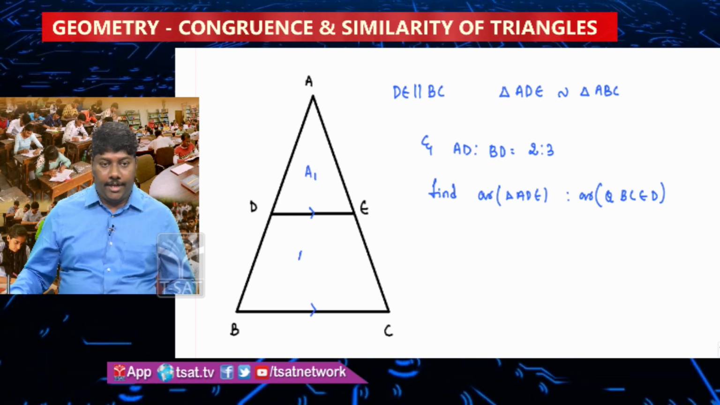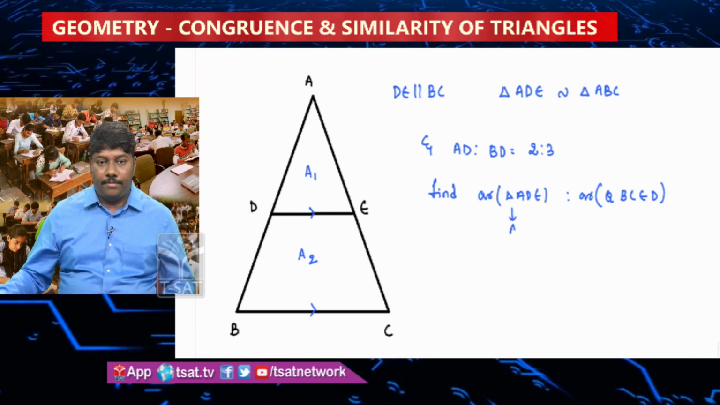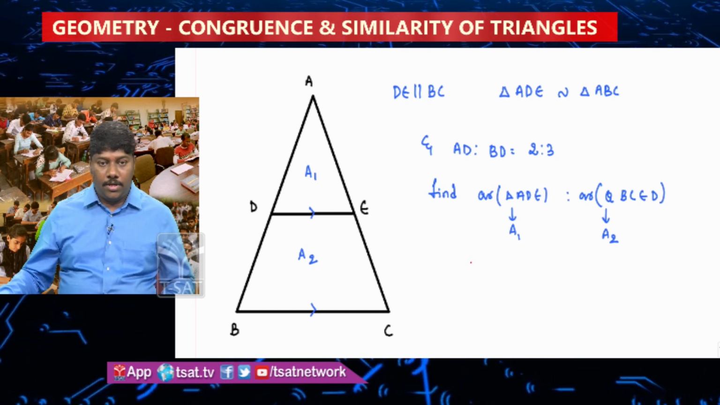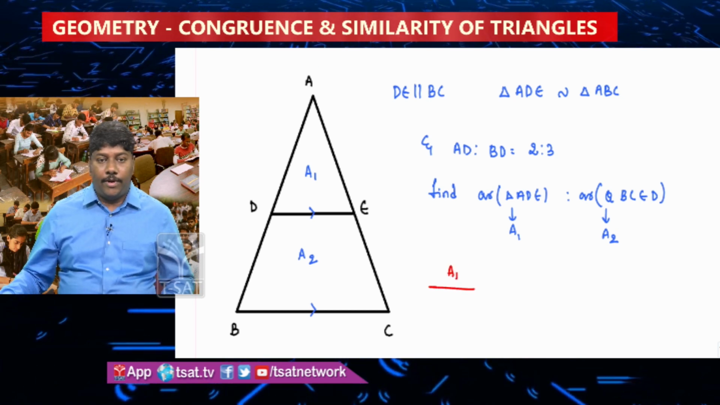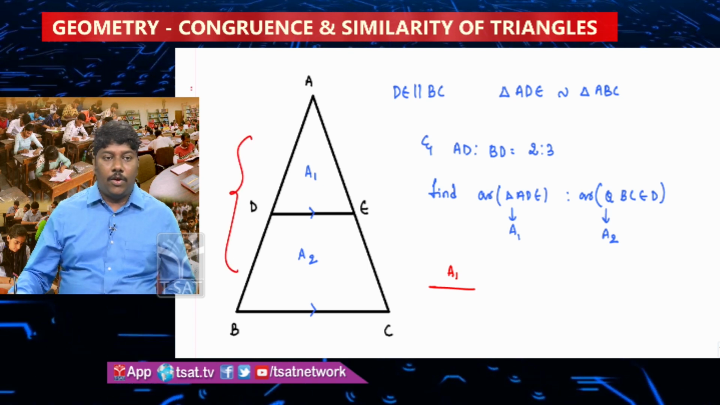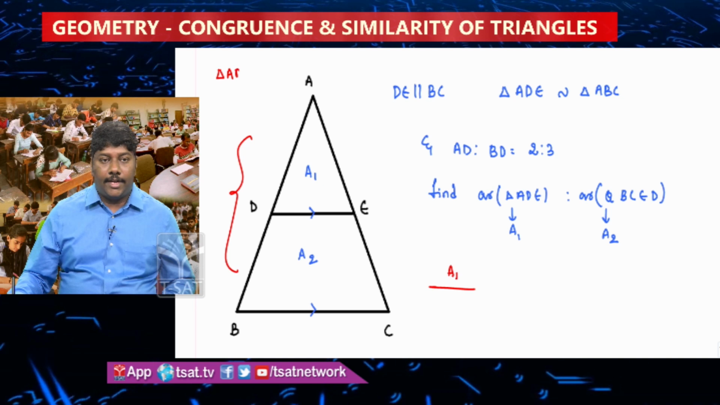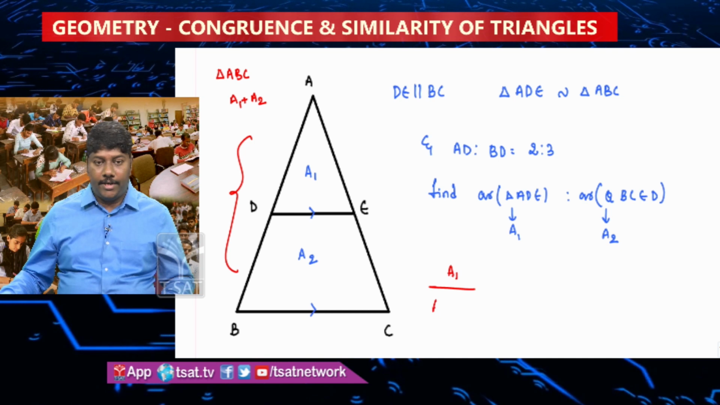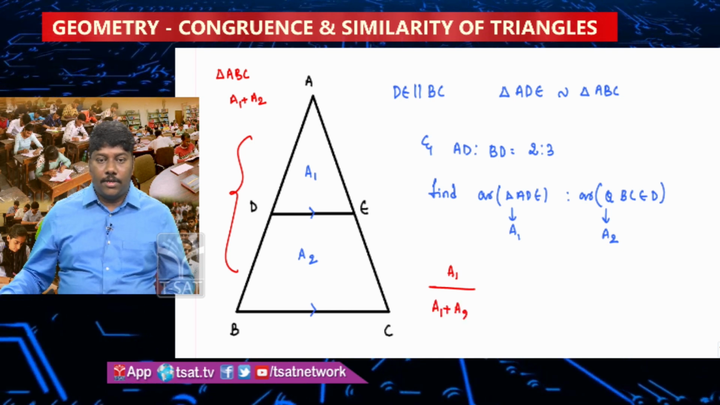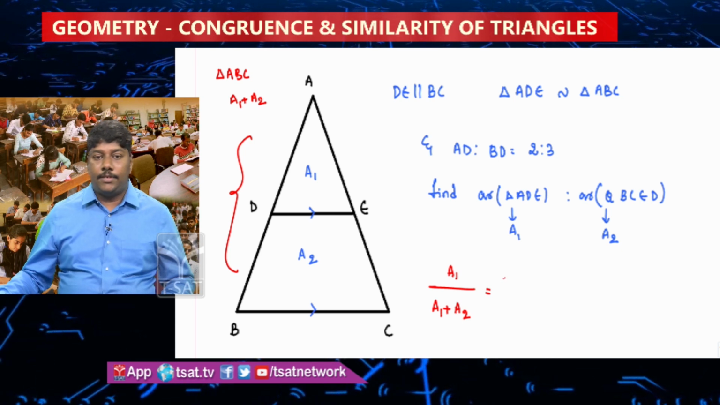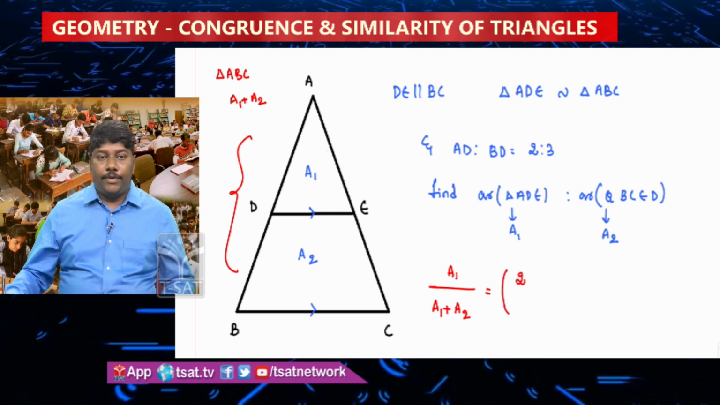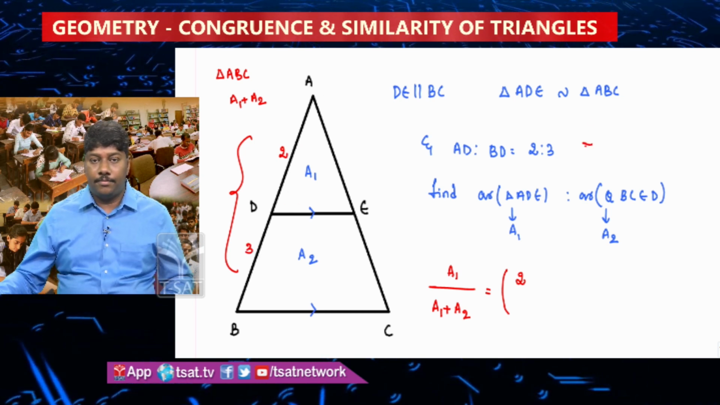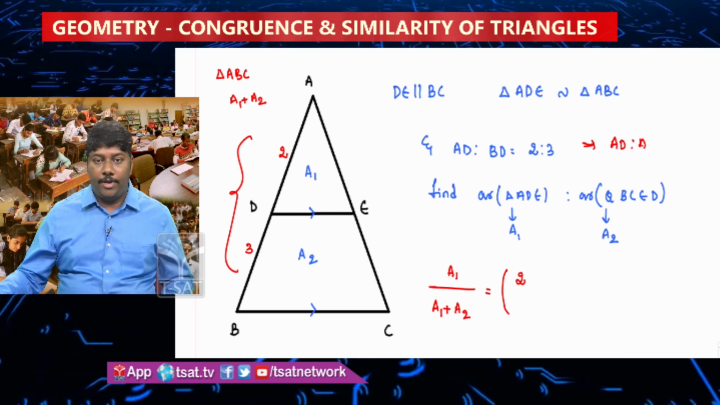Now see, assume that this is area 1, this is area 2. Now as we know, area 1 is a smaller triangle, area 2 is a quadrilateral. So what is the bigger triangle area? The whole triangle ABC becomes area 1 plus area 2. So small triangle is area 1, bigger triangle is area 1 plus area 2. Ratio of their sides, if this is 2 and this is 3, AD is to AB becomes 2 is to 5.